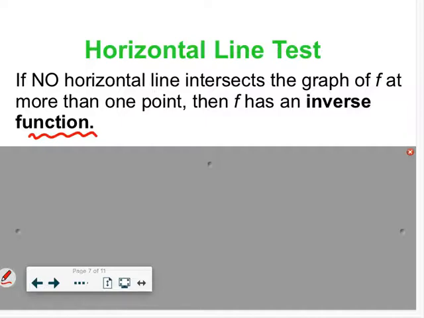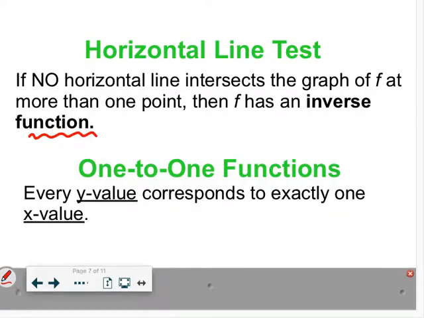The key word here is the word function. F can still have an inverse, so you can still switch x and y and solve for y. But if it doesn't pass the horizontal line test, then the inverse will not be a function. And we're only interested in inverse functions. So we're going to make sure it passes the horizontal line test.